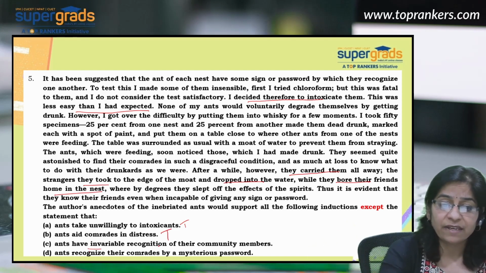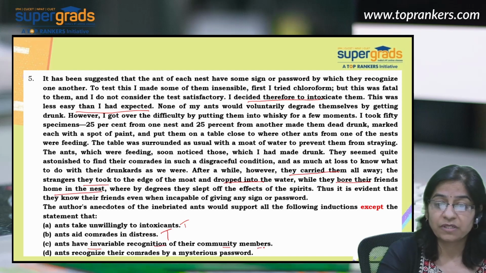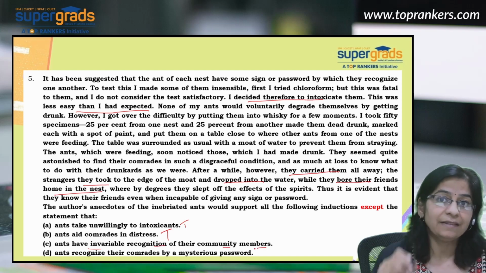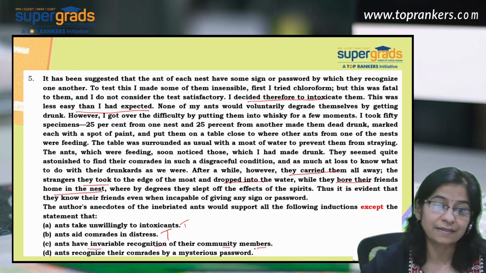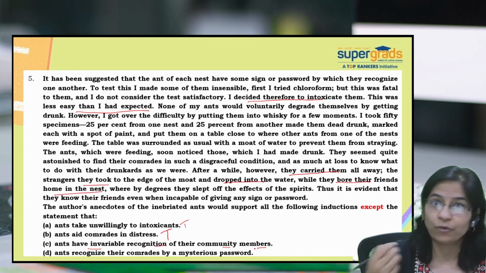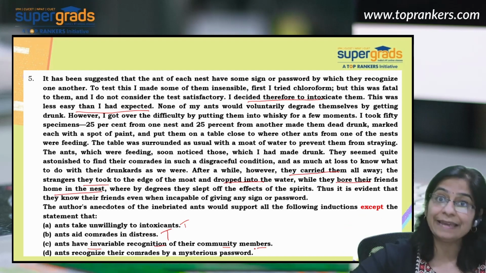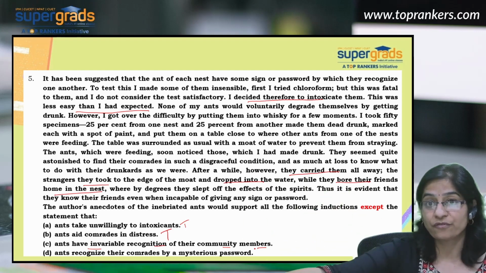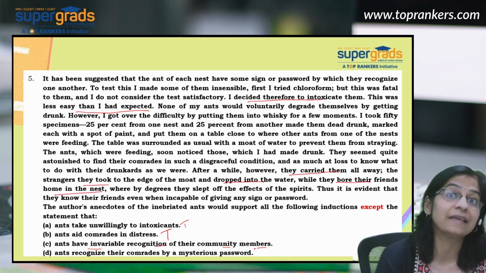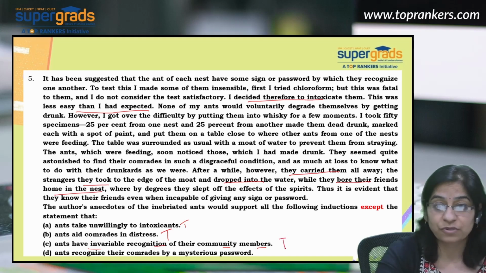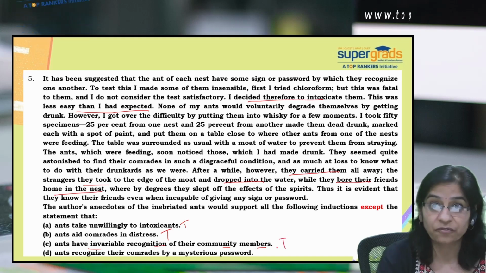Ants have invariable recognition of their community members. See, had they not recognized that these are the members of our nest, they wouldn't have helped them. So they clearly threw the strangers off the nest and carried their friends back. That means they recognize their friends, right? Their comrades. So this is another true statement which can be inferred from the passage.